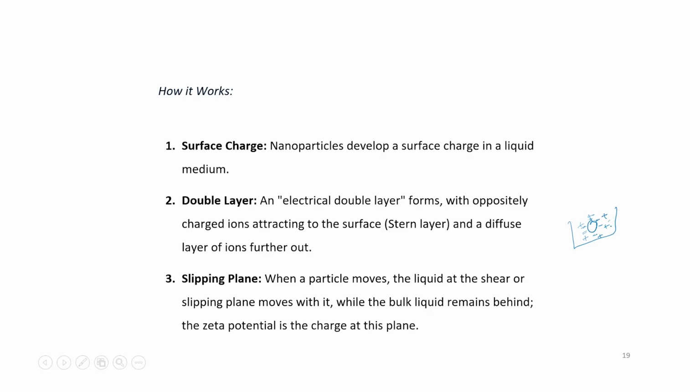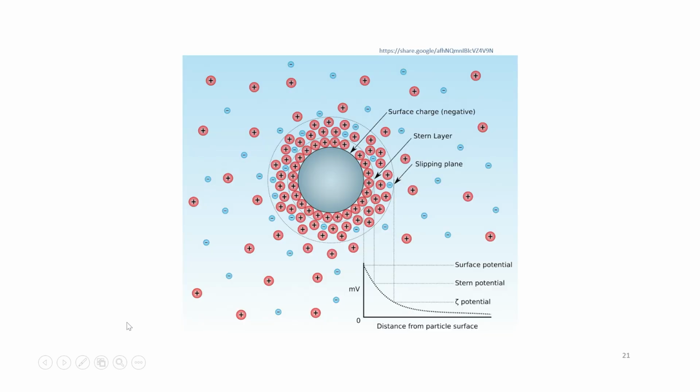So, there is a slipping plane, that is, when a particle moves, the liquid at the shear or slipping plane moves with it, while the bulk liquid remains behind. So, imagine when this particle is moving, the liquid at the shear or slipping plane moves with it, but the bulk liquid remains behind. The zeta potential is the charge at this plane. Okay. So, that is the picture of it.